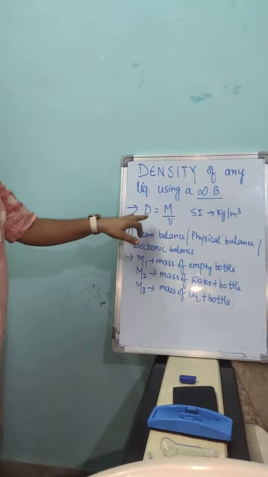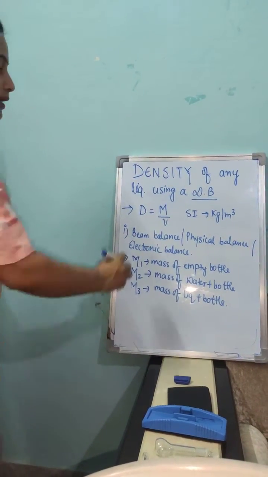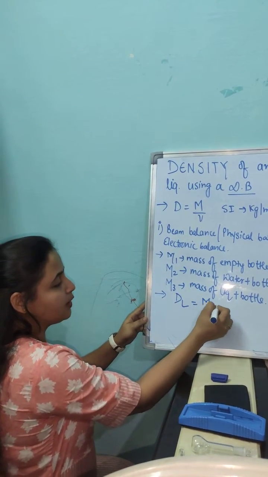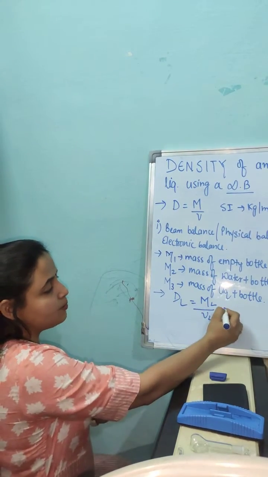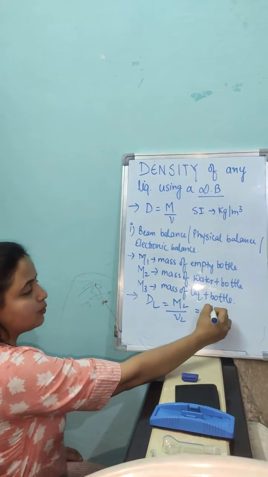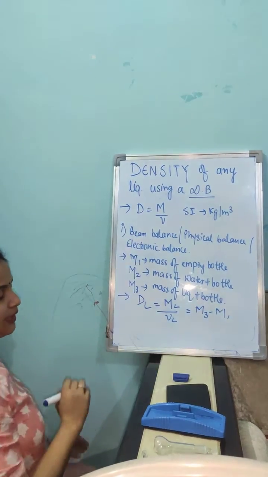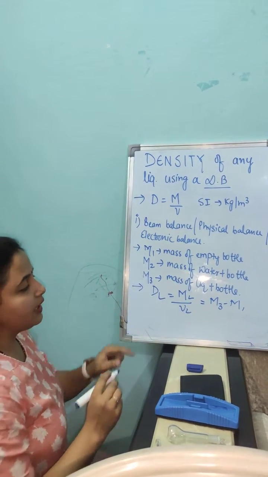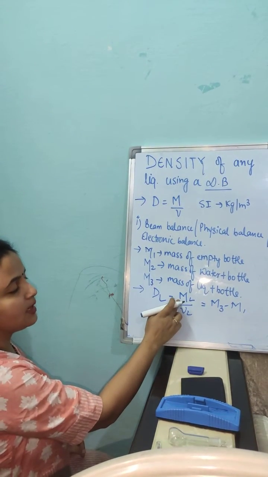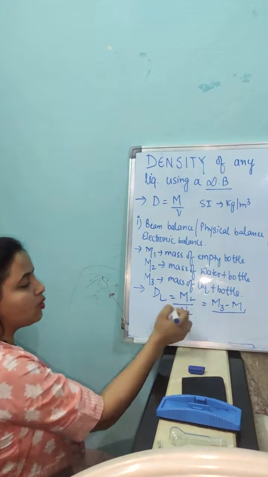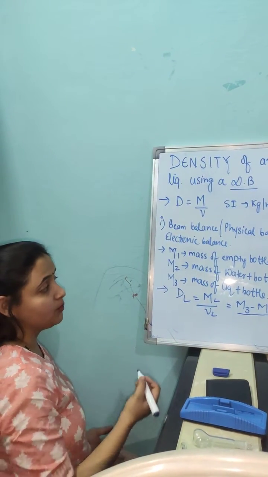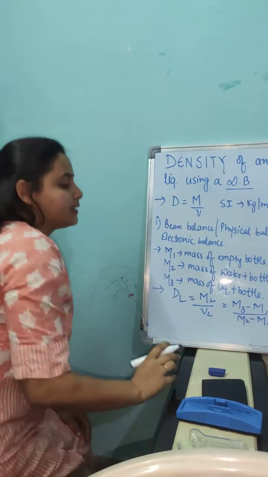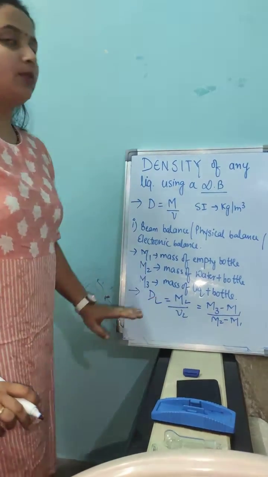Now I have to find out the density of the liquid. Density of liquid is equal to mass of liquid upon volume of the liquid. How can I find the mass of the liquid? I need to do M3 minus M1. M3 is the mass of liquid plus bottle and M1 is the mass of the empty bottle. When I do M3 minus M1, I get the mass of the liquid. Divide by the volume of the liquid. How am I going to get the volume of the liquid? I'll do M2 minus M1. M2 minus M1 gives me the volume.